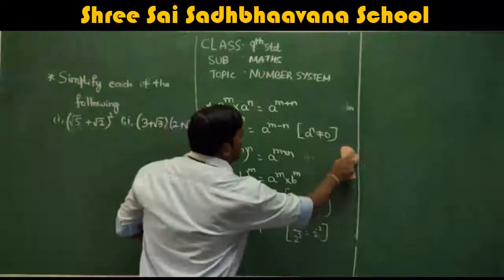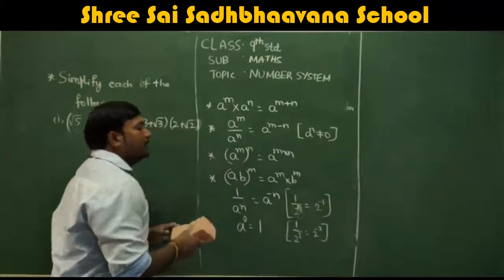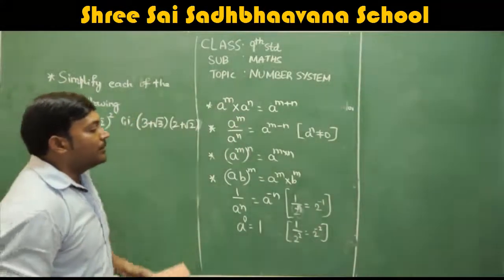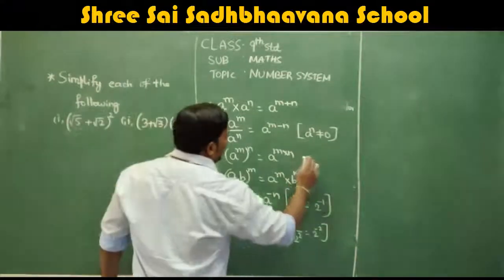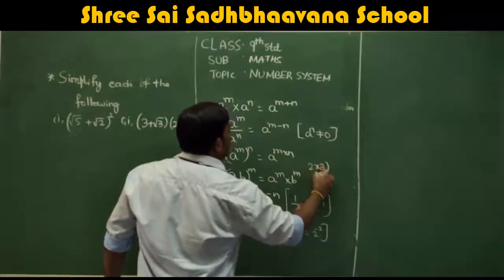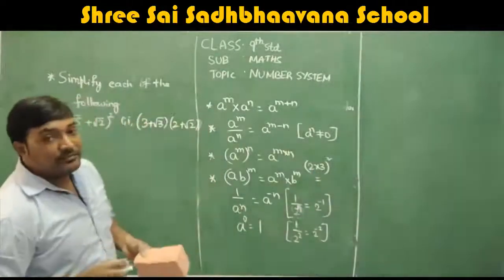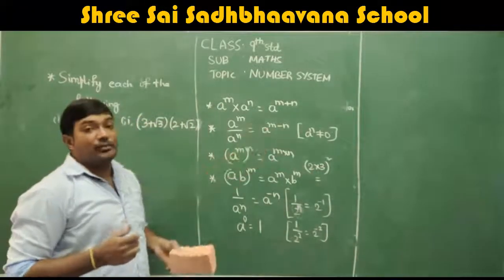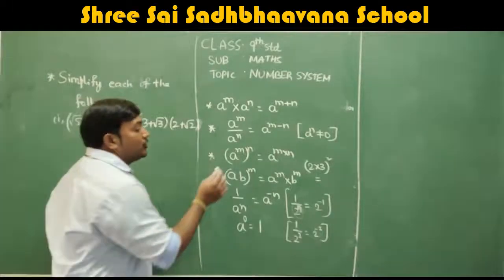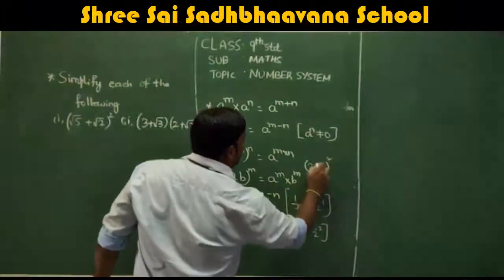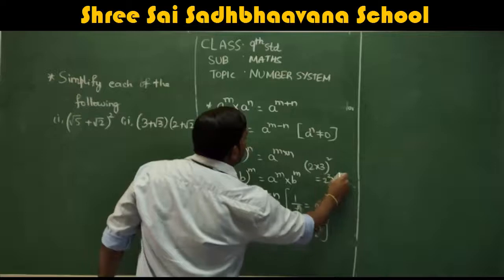And one more formula is (ab) whole power m is equal to a power m into b power m. Let me give an example for this. For example, (2 into 3) whole square. Remember, as a base we have 2 into 3 and the power is 2 itself. So this power 2 belongs to 2 as well as 3.